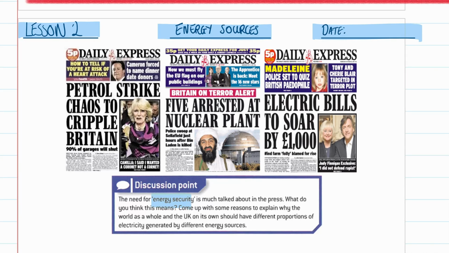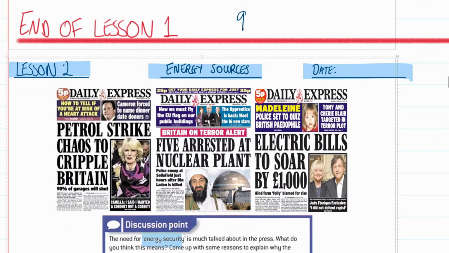Welcome back, lesson 2, generating electricity. Please, at the top, what I've highlighted in blue, write down lesson 2, energy sources, date. You should be on page 10.